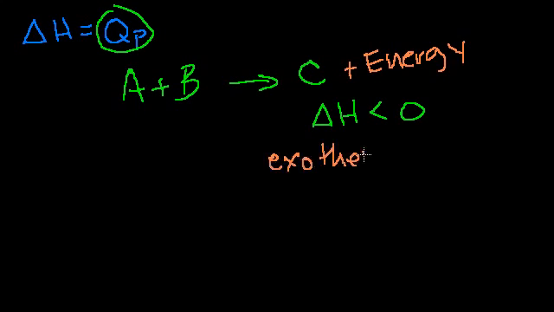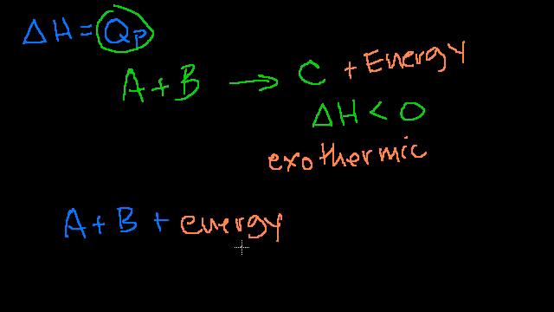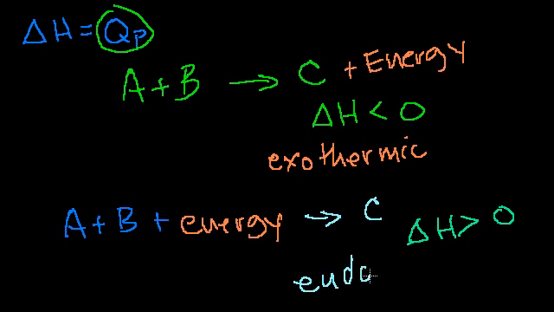Exothermic. And then if you have a reaction on the other side that needs energy, so let's say you have A plus B plus some energy yields C, then what does that mean? Well, that means that the system absorbed energy. The amount of energy you absorbed is your change in enthalpy. So your delta H is going to be positive. You've absorbed energy into the system. And we call these endothermic reactions. Endothermic. You're absorbing heat.